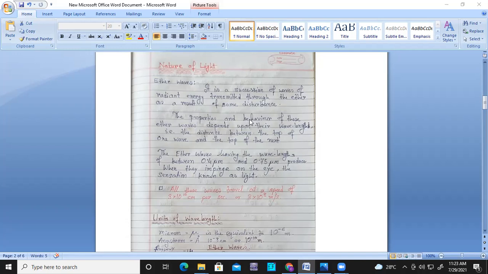The speed is 3 into 10 to the power 10 cm per second. And if you measure the visible light range, it comes from 0.4 micrometer to 0.75 micrometer. Within this range we can see the light, because these waves penetrate our cornea, then our rod cells and cone cells become activated and sense it as light. So this is called the visible range of light.